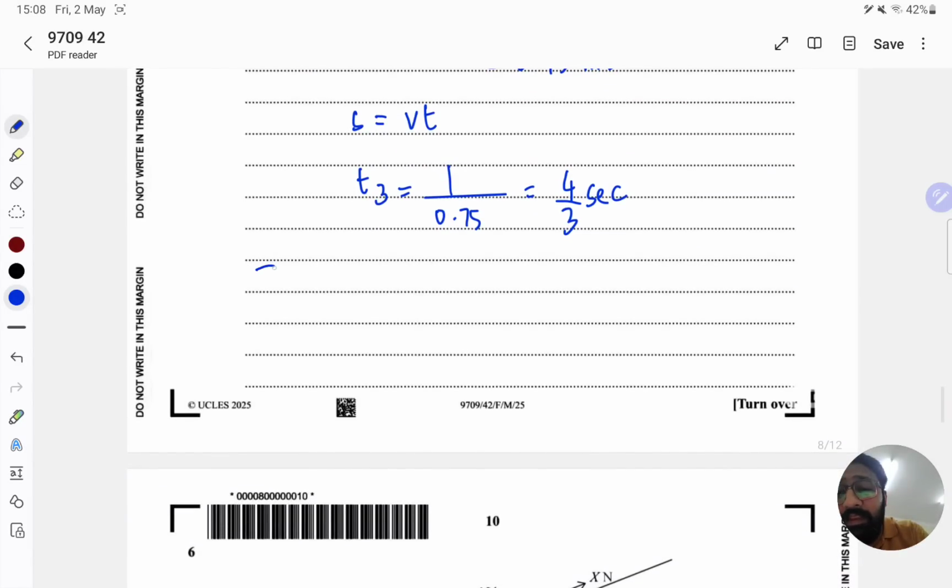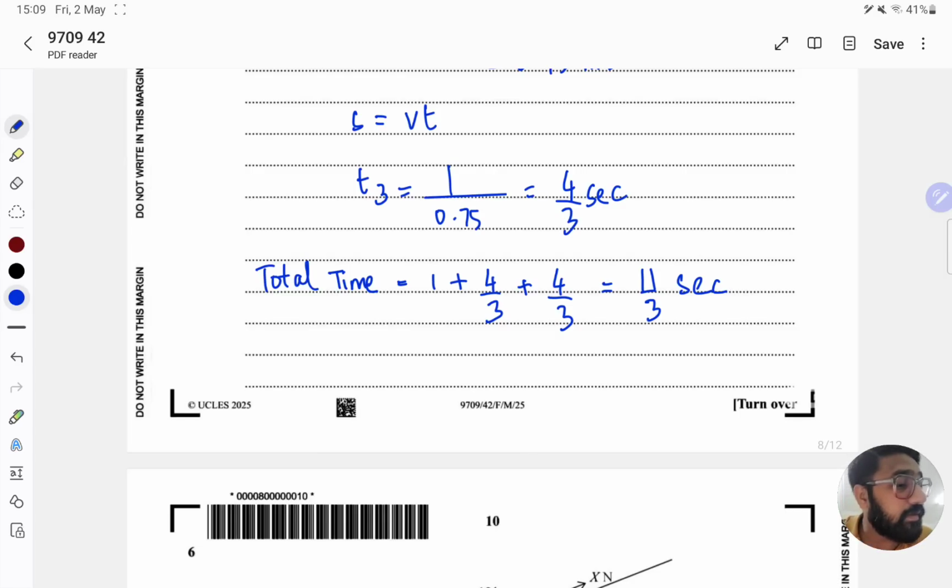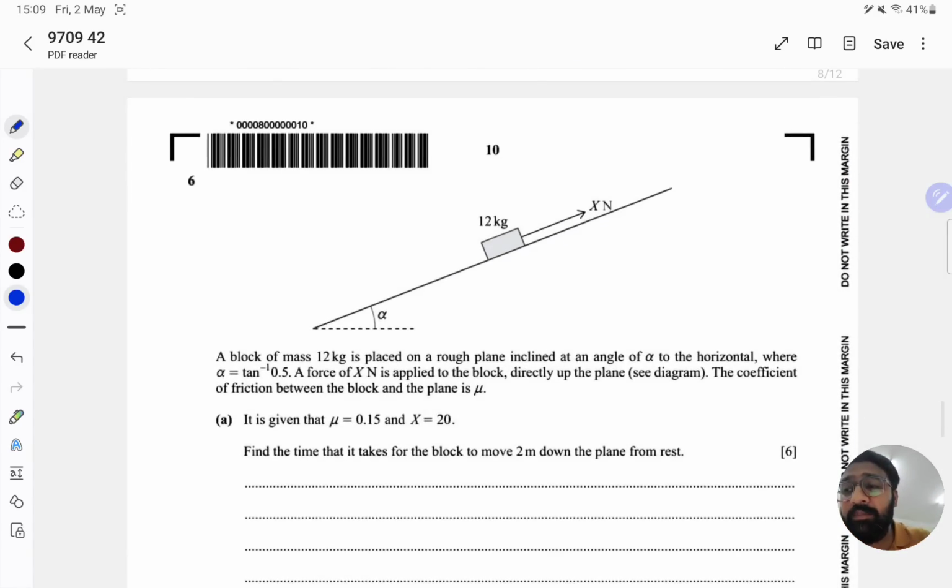So total time, we need to calculate the total time. Total time will be 1, which is the first portion, then the time 4/3 seconds when it has covered 2 meter distance, and then there is another 4/3. Let's calculate: 4/3 plus 1, that is 11 by 3 seconds. 11 by 3 seconds. Now let's move to question number 6.